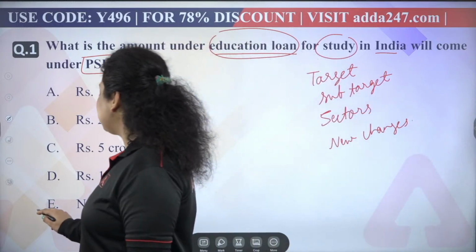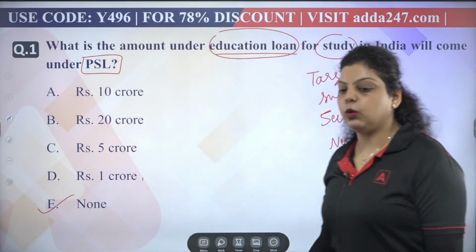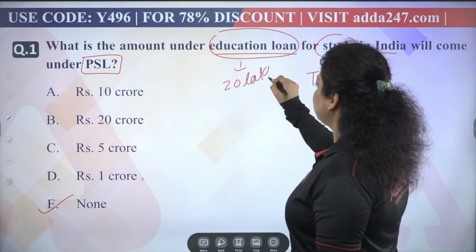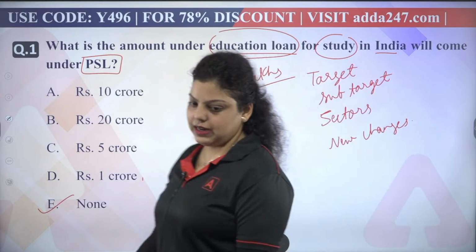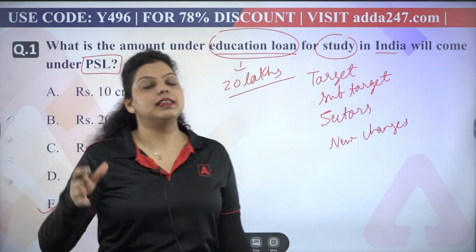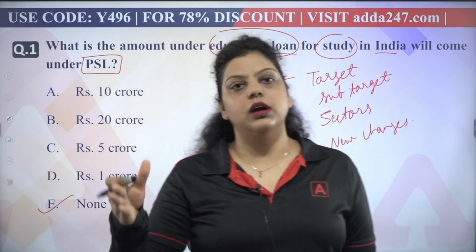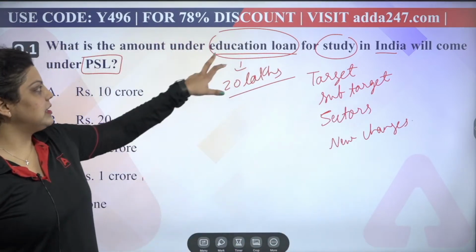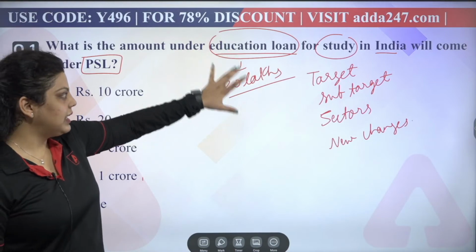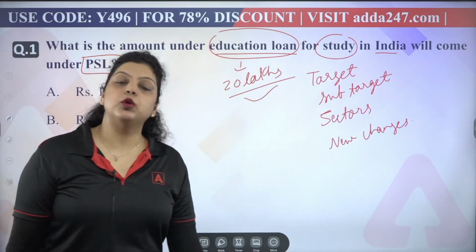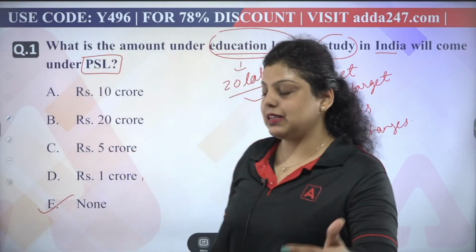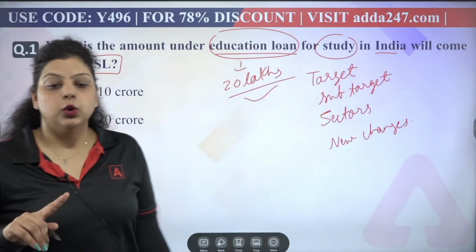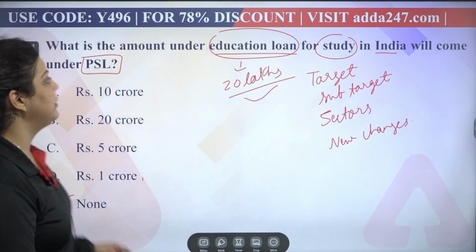The right answer is E, none of the above, because the loan in the education sector will be given up to 20 lakhs. The actual amount is 20 lakhs. PSL is priority sector lending. These are the 8 sectors which, according to the Government and Reserve Bank of India, need improvement and development. Under this, education also comes. So under education, the loan will be given up to 20 lakh under the PSL category. It used to be 10 lakh, it is double now, it is 20 lakh.